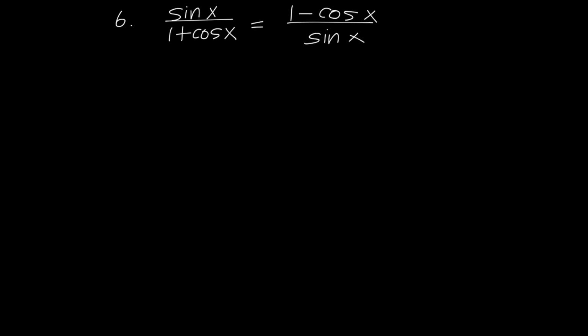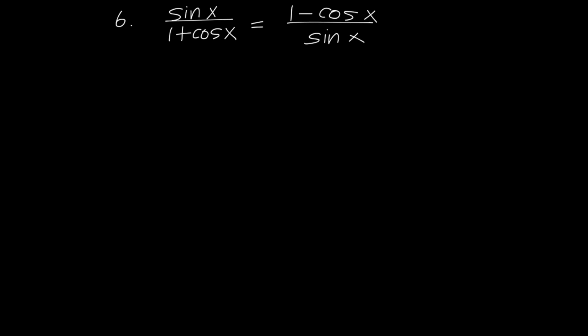Next example, example 6. We have sine x over 1 plus cosine x equals 1 minus cosine x over sine x. Now keep in mind that we cannot cross multiply here. If we cross multiplied here, we would be assuming that the equations are equal. But we're trying to prove that they're equal, so we must work with each side individually.